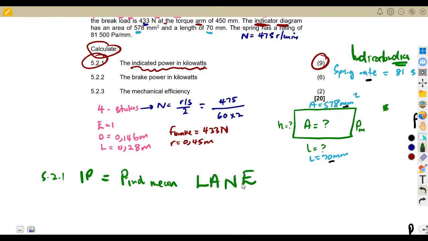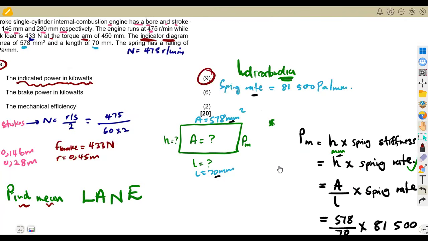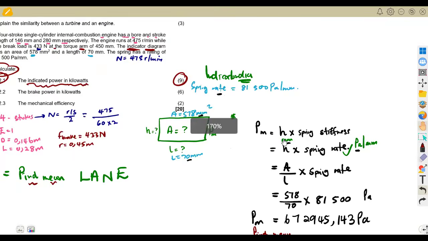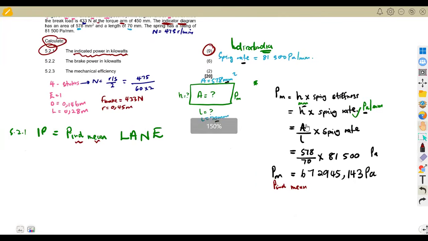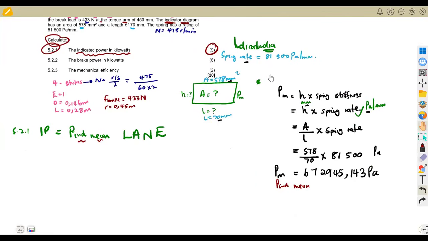Some use plus. If you check other textbooks, they use plus. I'm just going to explain what you have from your formula sheet, guys. You understand me? So this is the indicated mean pressure, which is the one that we calculated here. Remember, this is what we got from our indicator diagram. So what is the L representing? This is our stroke length.